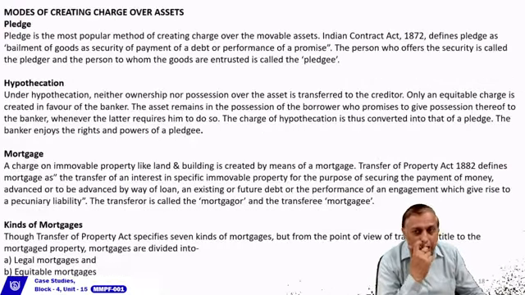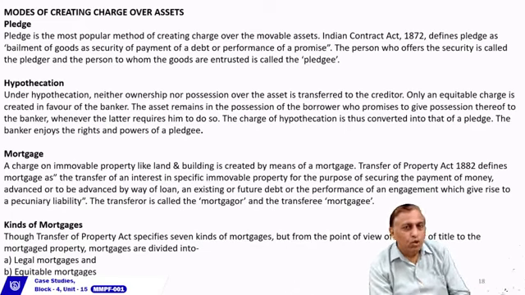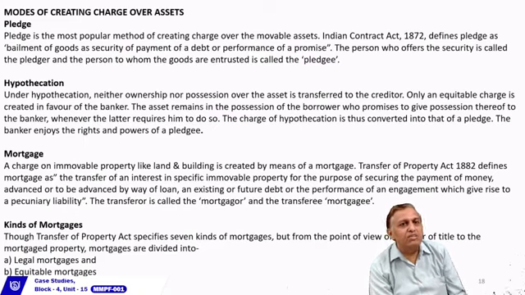Modes of creating charge over assets. Pledge. You pledge the things, creating a charge on a movable asset. This is covered under the Indian Contract Act 1872, which defines it as a bailment of goods as security for payment of a debt or performance of a promise.